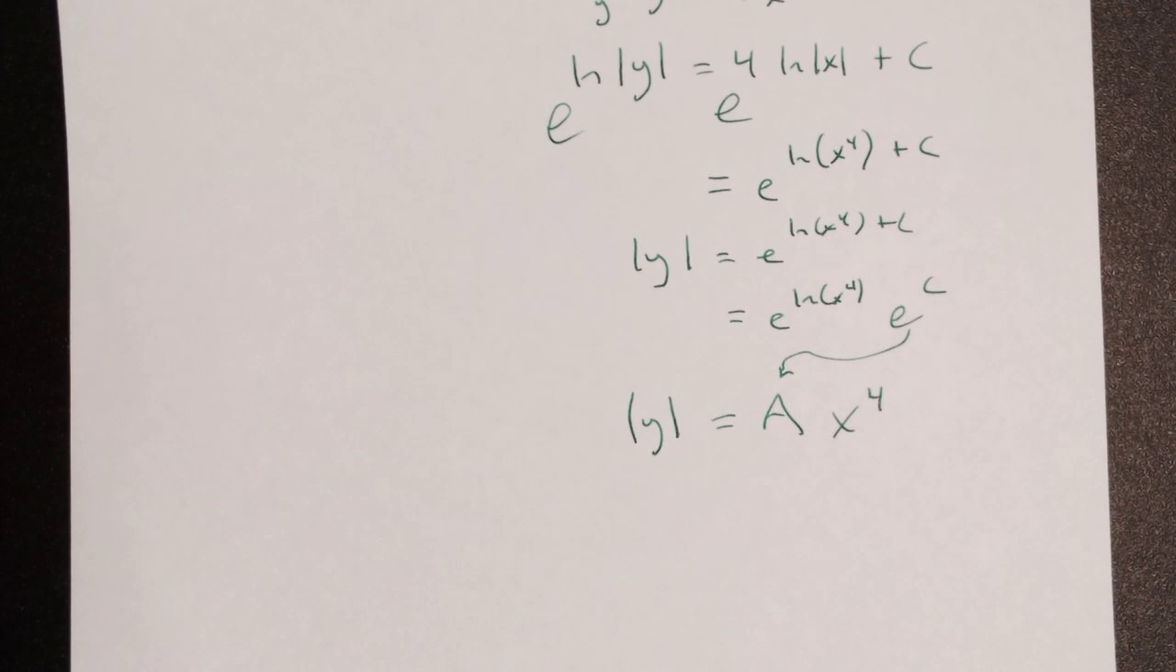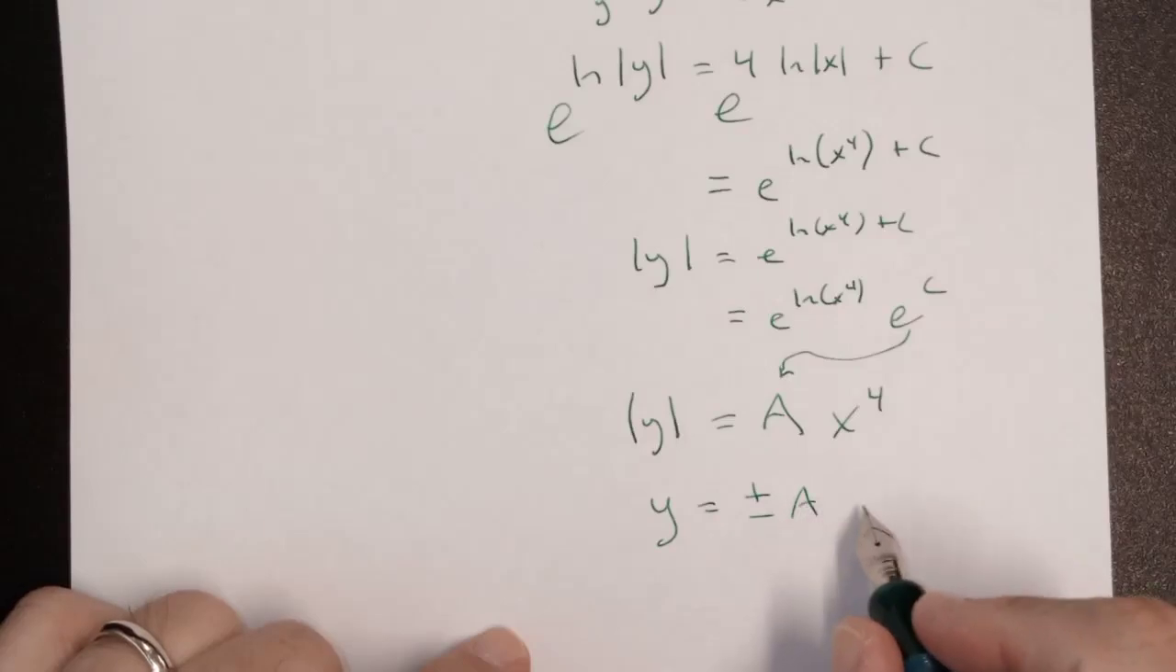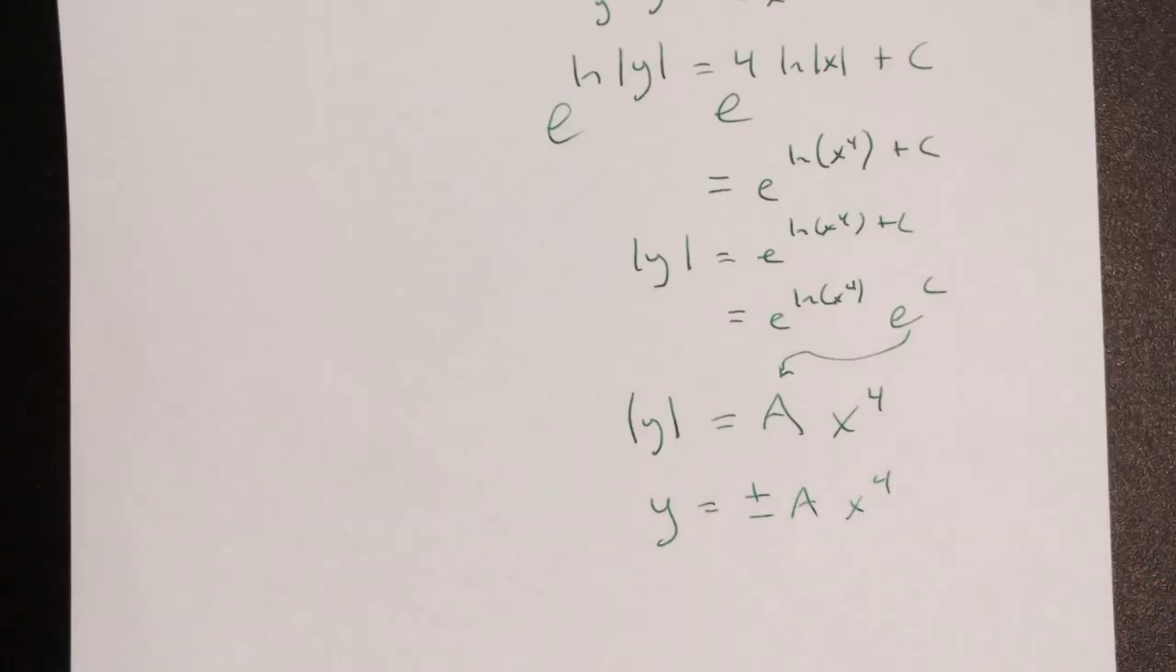There's an absolute value over there. What happens on the right if I get rid of the absolute value? You got it. And your initial condition, if you had one, would tell you what the value of A was.